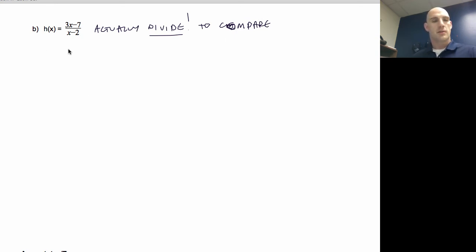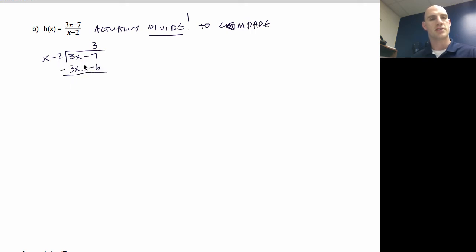And so I'm going to do some polynomial division. So I've got 3x minus 7 on the inside, and I've got x minus 2 here. Now I'm doing it the long way. And so when I compare x to 3x, I need to multiply it by 3. So 3 times x would be 3x. 3 times minus 2 would be minus 6.